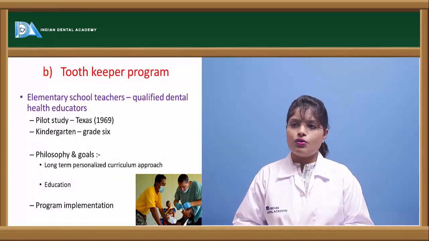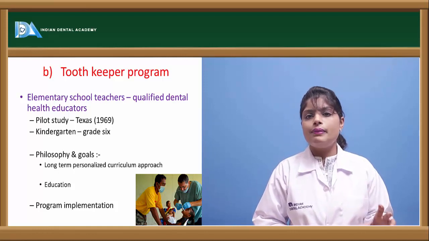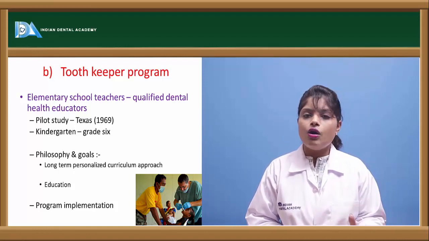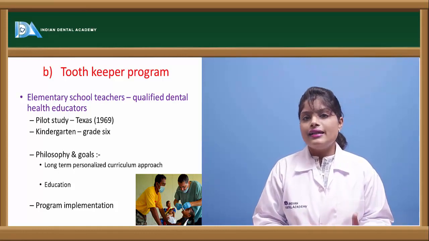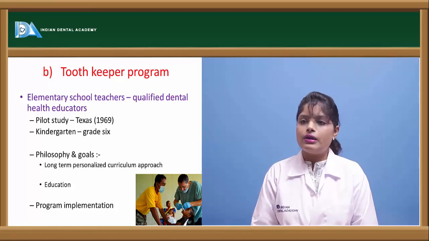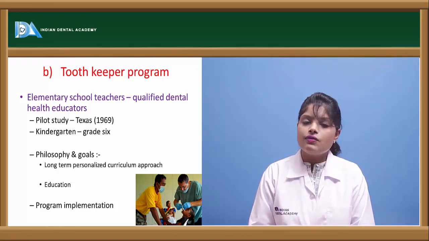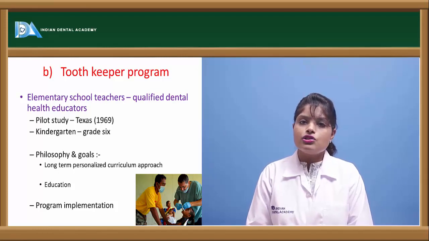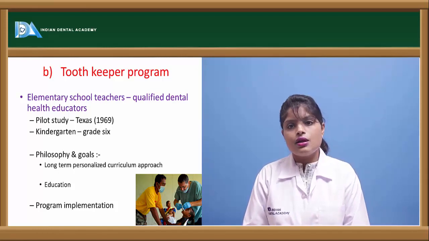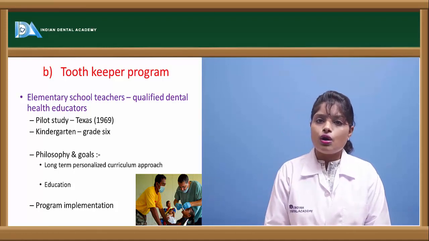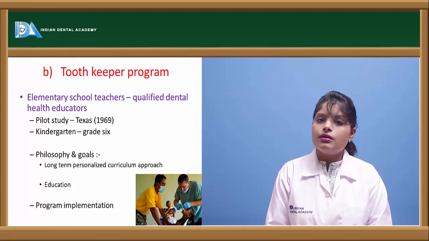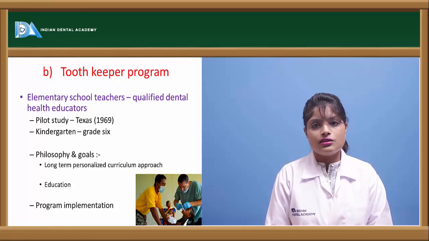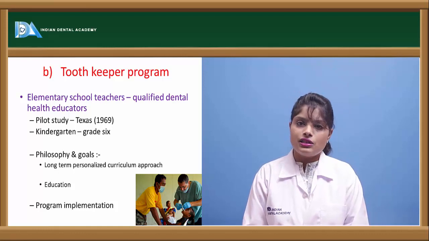In the tooth keeper program, the elementary school teachers play a major role. Along with these school teachers, a dental health professional is involved in training and teaching the child the importance of proper oral health. This pilot study was done in Texas, and it includes children from kindergarten to grade 6. The study involves the use of various flow charts, diagrams, posters, and even e-learning to teach oral health maintenance strategies and proper oral hygiene to the children.